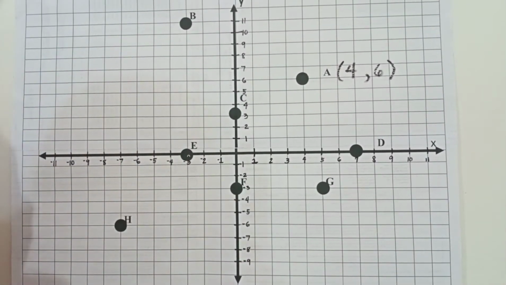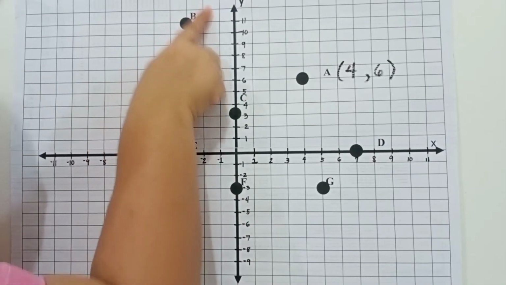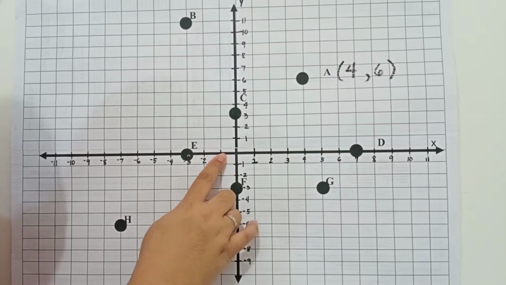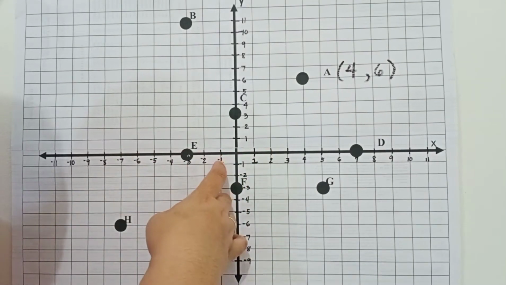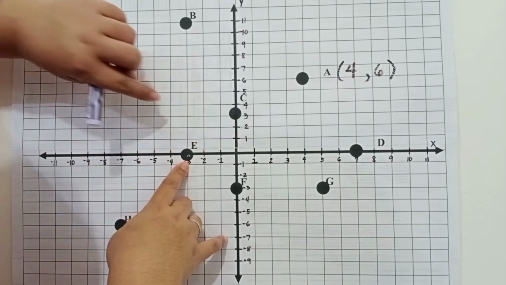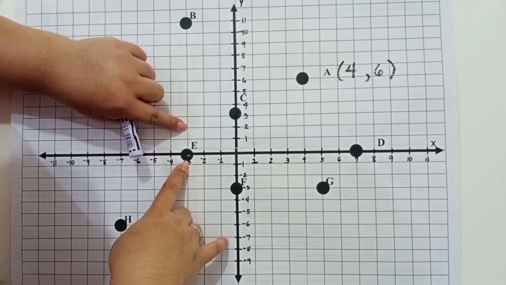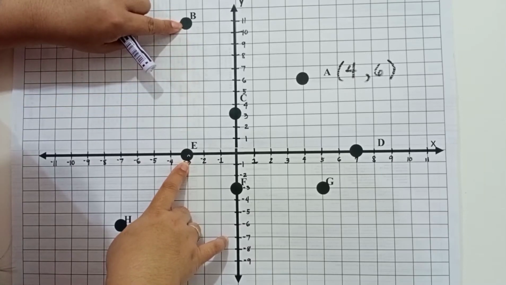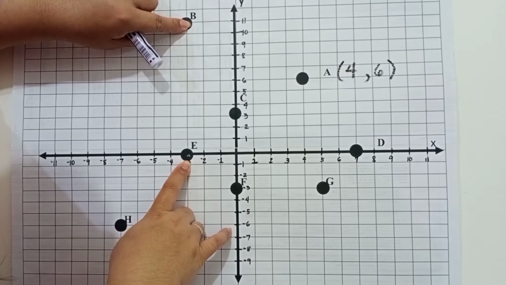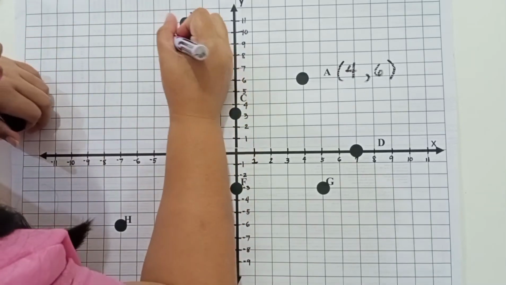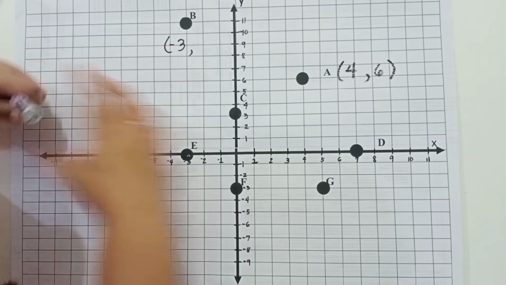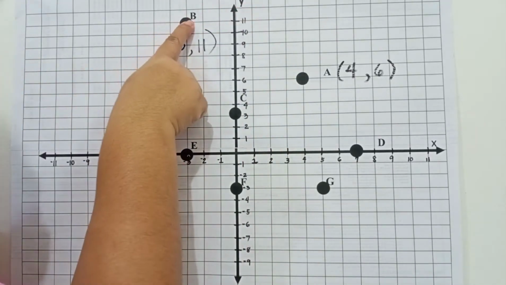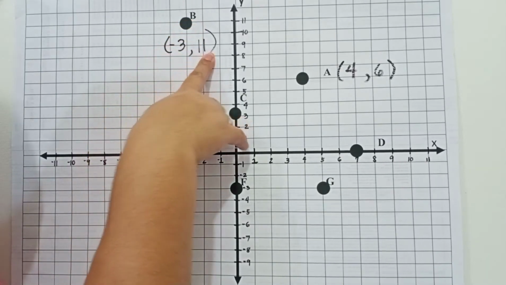Okay, class. Now, let's proceed to point B. So this is our point B. Let us name point B. So let us count, of course, on our x-axis. So negative 1, negative 2, negative 3. And then count upward: 1, 2, 3, 4, 5, 6, 7, 8, 9, 10, 11. So therefore, this is the point of intersection. So we have negative 3 and then our y stands for positive 11. So therefore, point B lies at negative 3, positive 11.